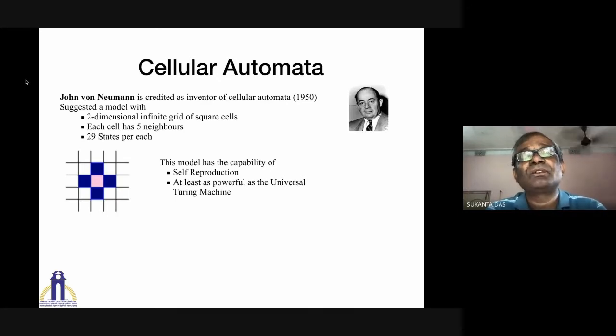But the point is, this model has the capability of self-reproduction. In fact, von Neumann's target was this. And interestingly, this machine is as powerful as a universal Turing machine. In the last class, we talked about the Turing machine, and a universal Turing machine is a Turing machine which can simulate all Turing machines. You can think that the computers we work with are actually universal Turing machines. So this simple model, with only 29 states per cell, is at least as powerful as a universal Turing machine.